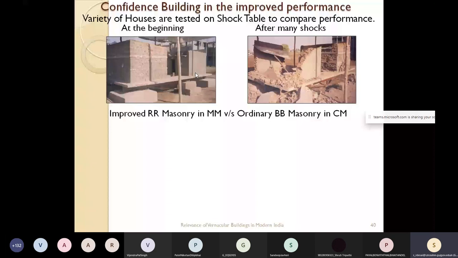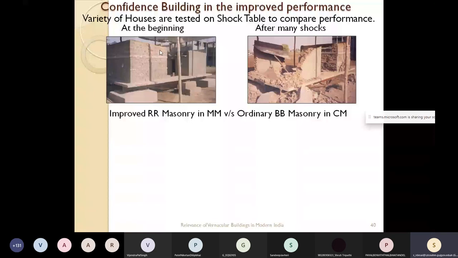And on the left side is a random rubble masonry building in mud mortar, with an RCC band at the top, and I think there are these small corner strengthening elements. And of course, the roof anchored to the wall. So what do you see on the right side? What happened to the random rubble? It survived in mud mortar, whereas the house in cement mortar, built the way people build, collapsed.